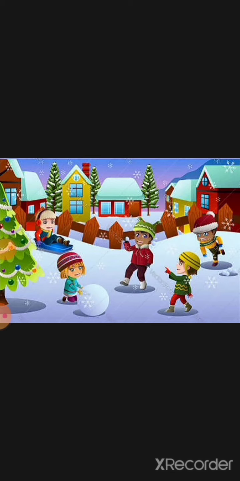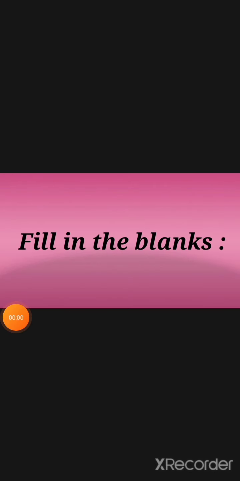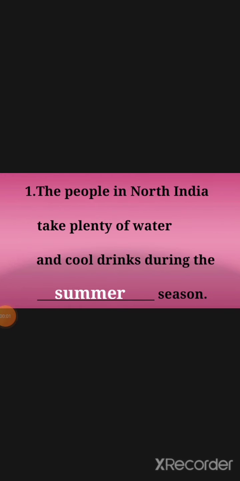Okay, children. Now we will see the fill in the blanks in this lesson. First one: the people in North India take plenty of water and cool drinks during the dash season. The answer is summer. The spelling is S-U-M-M-E-R. Summer. Why do they take plenty of water and cool drinks, children? Because in North India, the summer season is very hot. So, they take plenty of water and cool drinks.